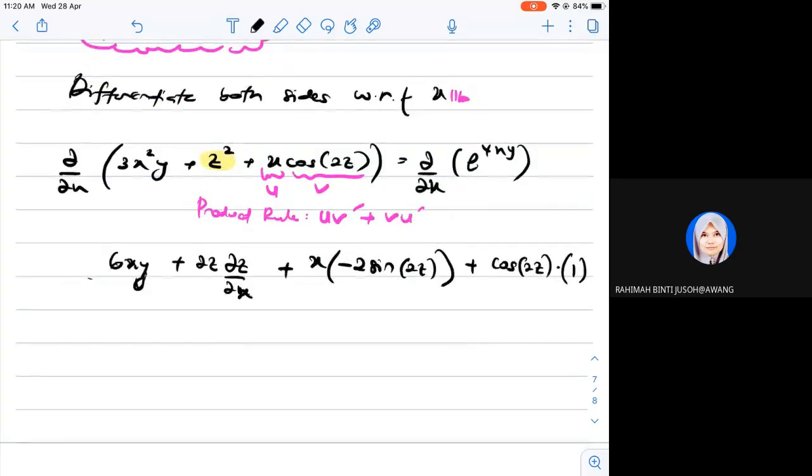Okay. Settle the left side. Now the right side. Differentiate exponent 4xy with respect to x. Differentiate this one, with respect to x. What do we get? Y exponent... 4y exponent 4xy, isn't it? 4y exponent 4xy. Right?